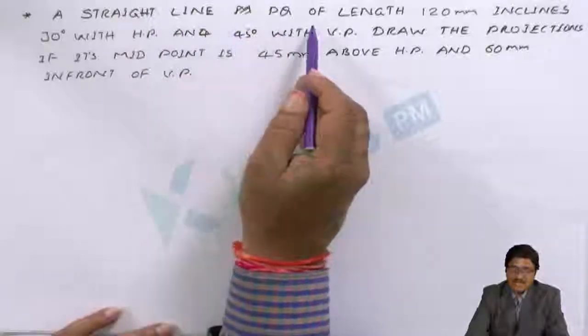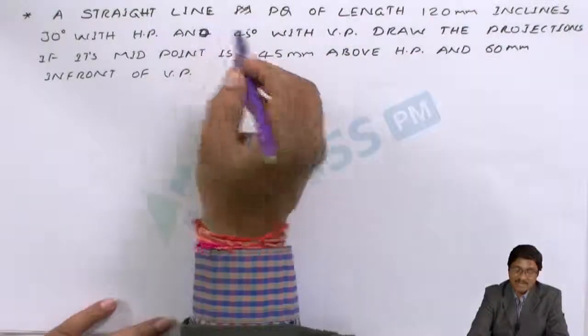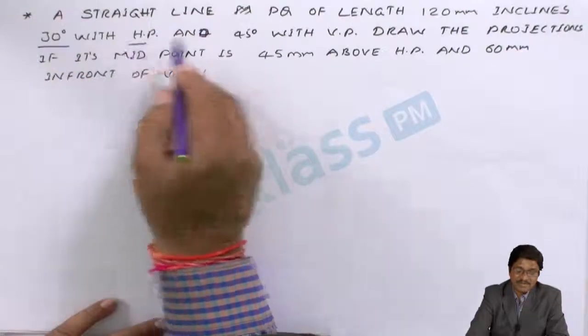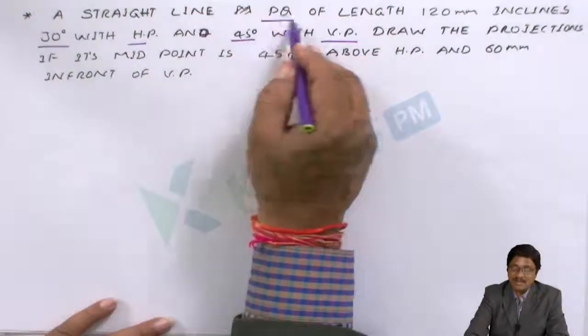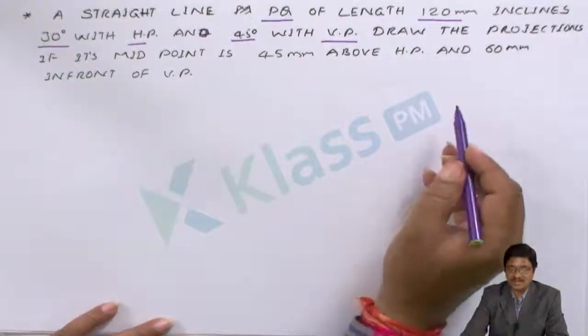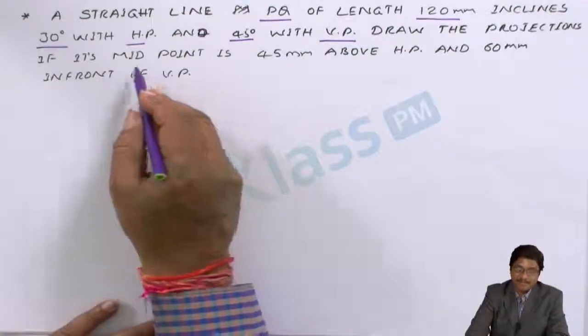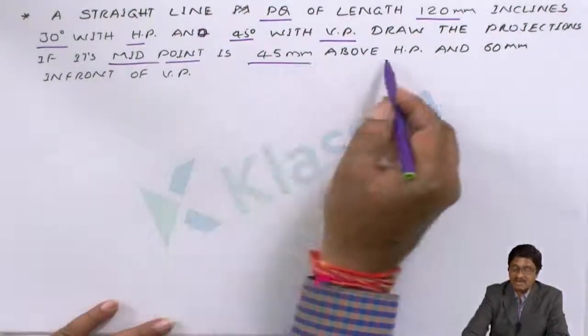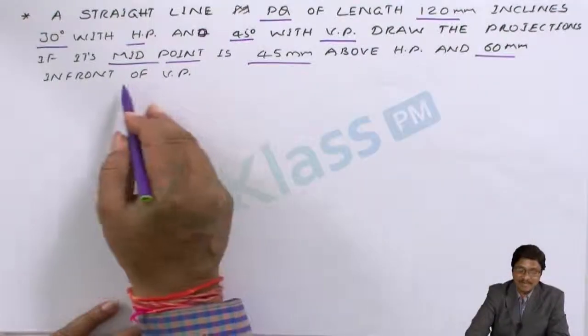A straight line PQ of length 120 mm inclines 30 degrees with HP, 45 degrees with VP. The line length of PQ also has been given. Draw the projections if its midpoint is 45 mm above the HP, 60 mm in front of the VP.